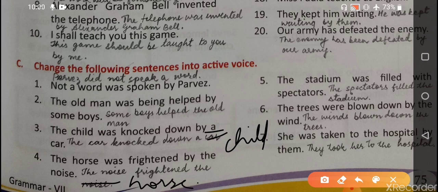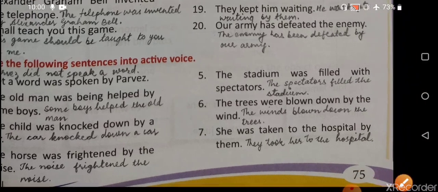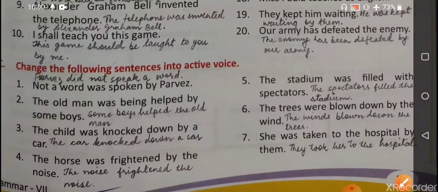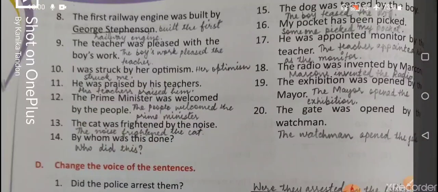Okay, next is the stadium was filled with spectators. So the spectators filled the stadium. The trees were blown down by wind. The wind blew down the trees. She was taken to the hospital by them. They took her to the hospital. Come on to the next page.